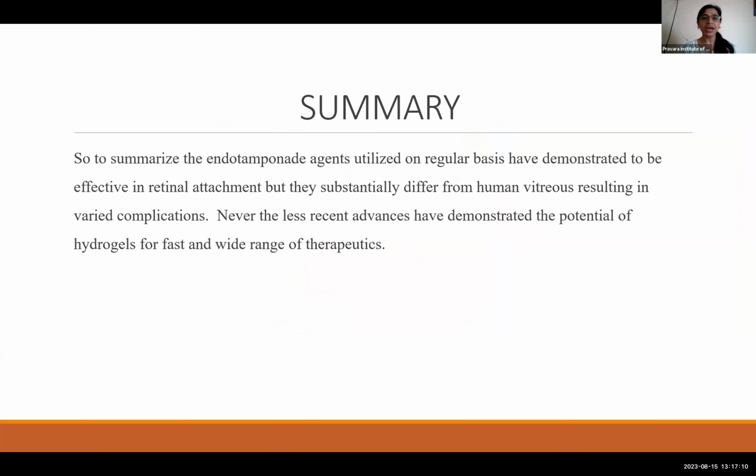So to summarize, the endotamponade agents utilized on a regular basis have been demonstrated to be effective in retinal attachment, but they substantially differ from the human vitreous, resulting in various complications. Nevertheless, recent advances have demonstrated the potential of hydrogels for a fast and wide range of therapeutics. Thank you.